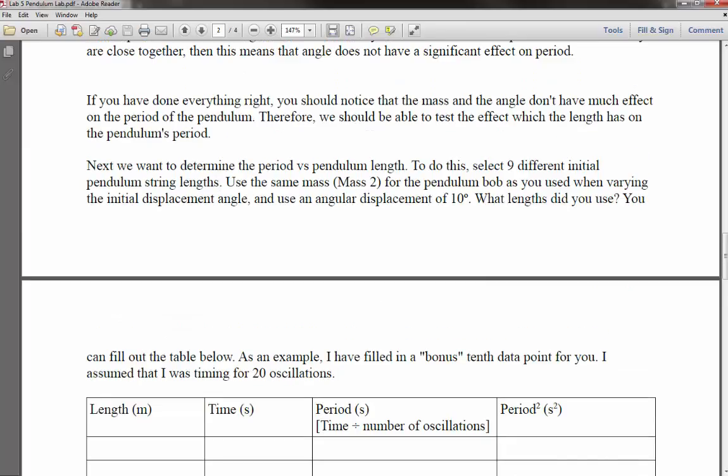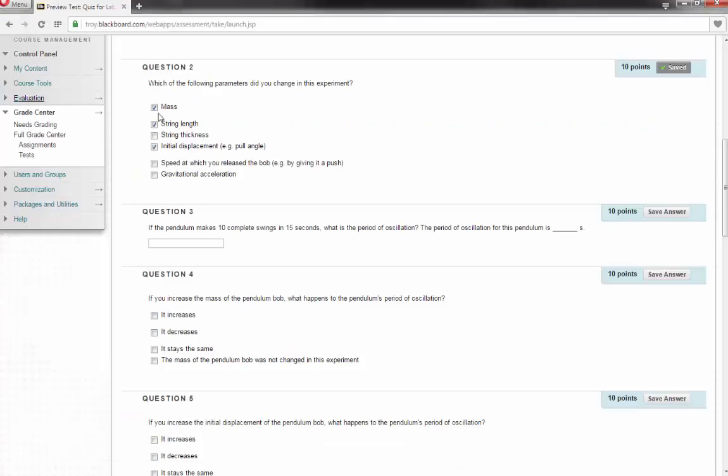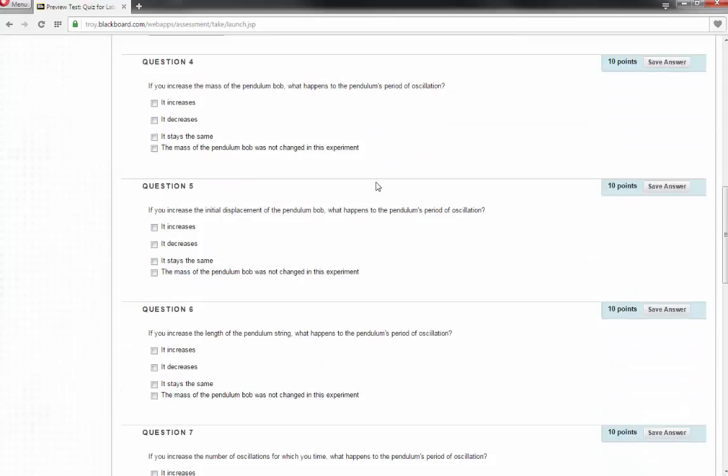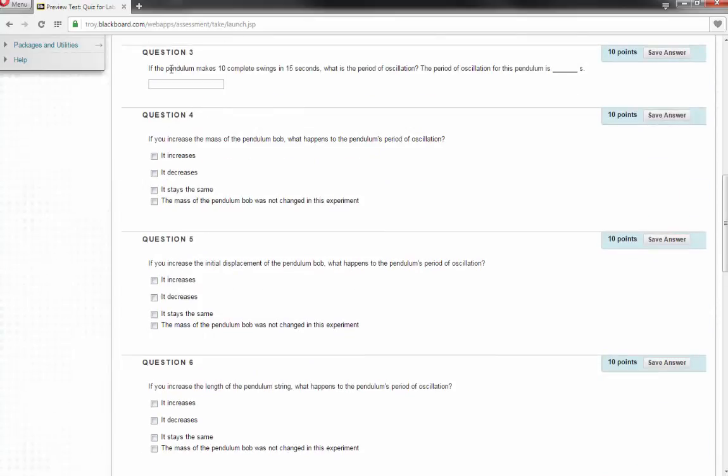And the only way to really change gravitational acceleration would be either to leave the surface of the planet or get in an elevator, and there's nothing about doing either of those in this experiment. So this one, and this one we just leave alone. So now we go to the next question.